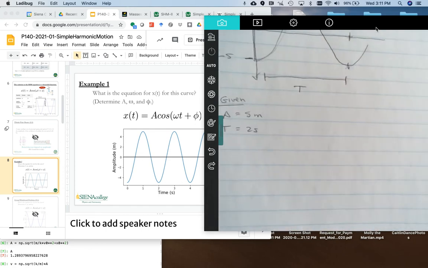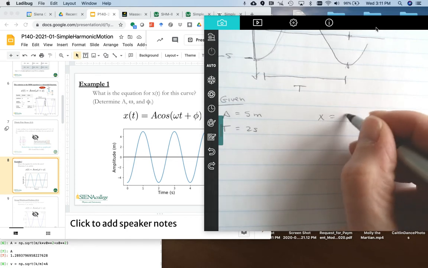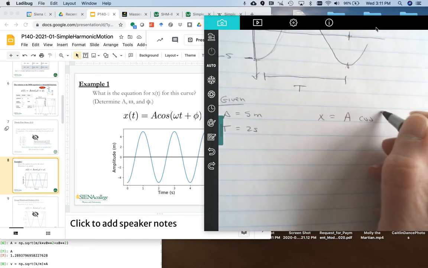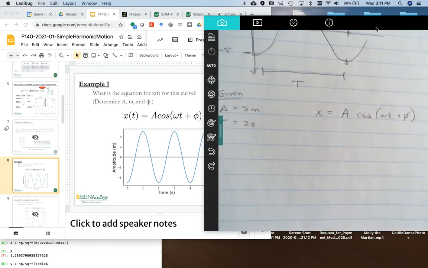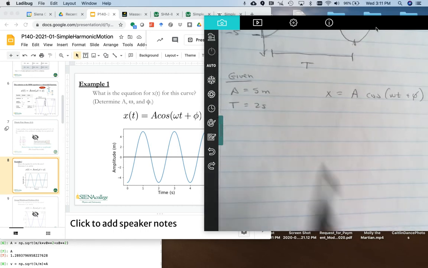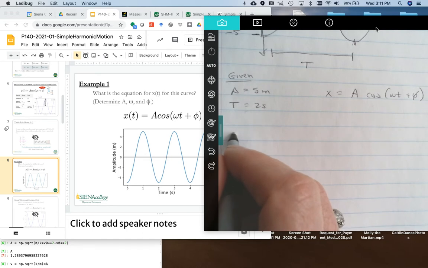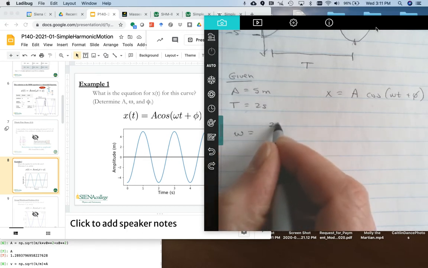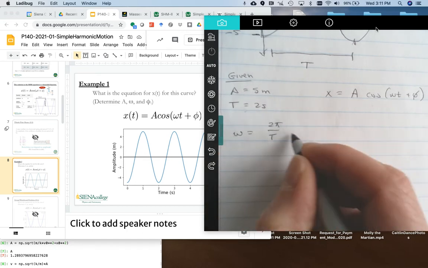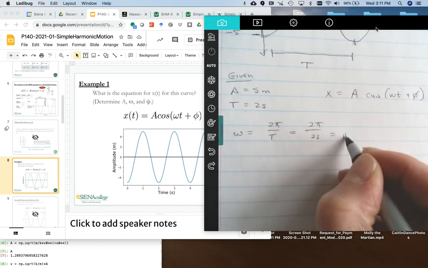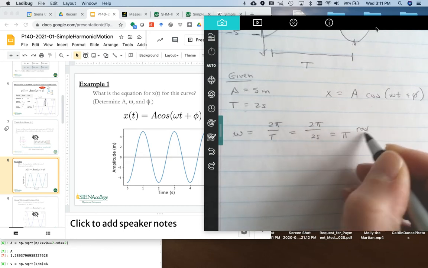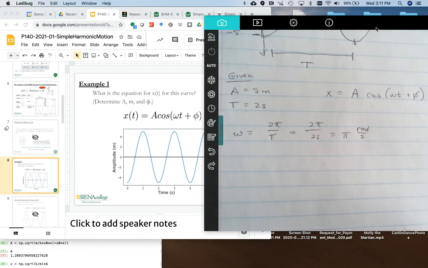Okay, and now we want to fill out the rest of this equation, x equals A cosine(omega t plus phi). So we said that there's this connection between the period and omega. So omega equals 2 pi divided by the period. So 2 pi divided by 2 seconds equals pi. And then our units are radians per second, so that's good.